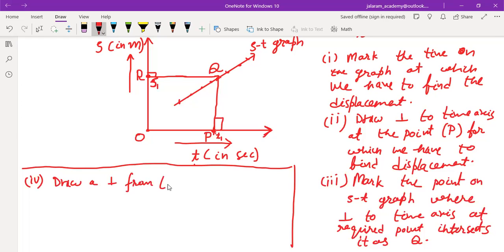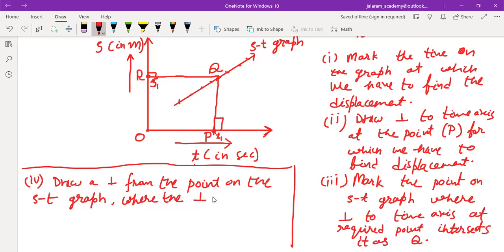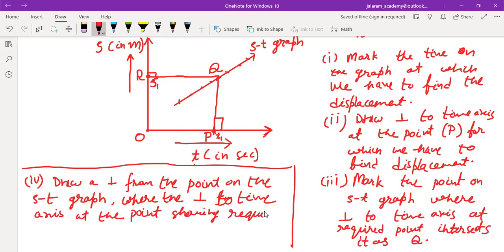Draw perpendicular from the point on the ST graph where the perpendicular to time axis at the point showing required time.